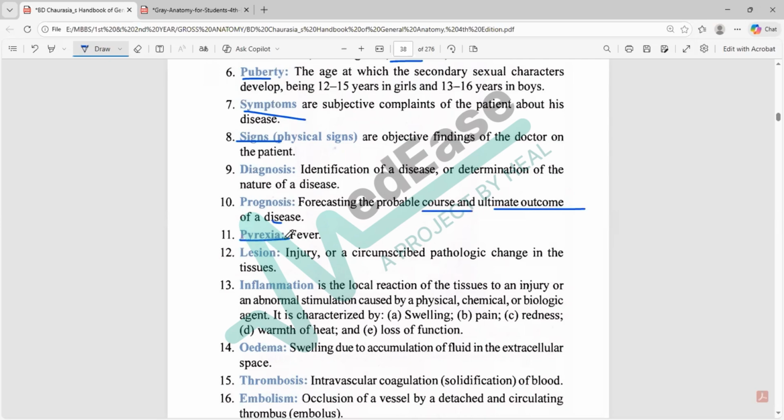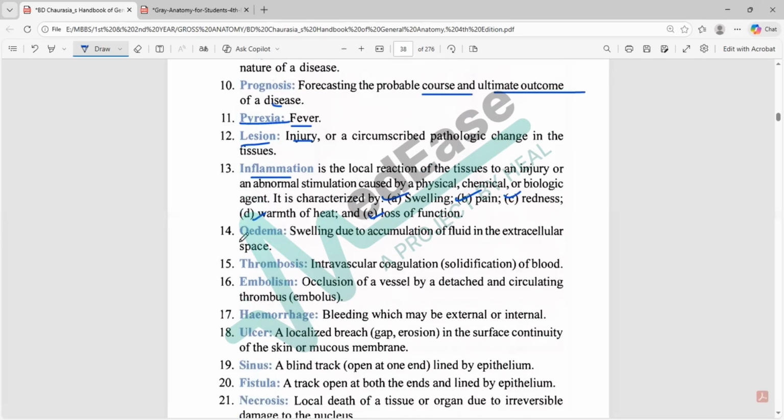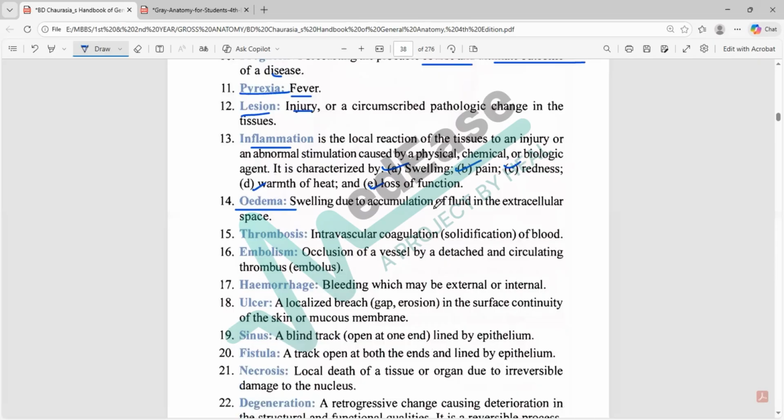Now we have pyrexia. Pyrexia simply means fever. Lesion means any sort of injury. Then we talk about inflammation. Now, inflammation is a widely discussed topic, but for now remember it is a local reaction of the tissue in response to an injurious or damaging stimulus. It involves swelling, pain, redness, warmth, loss of function. Then we have edema. Edema is mainly the swelling due to the accumulation of fluid. Then we have thrombosis and embolism, the two most important terms.